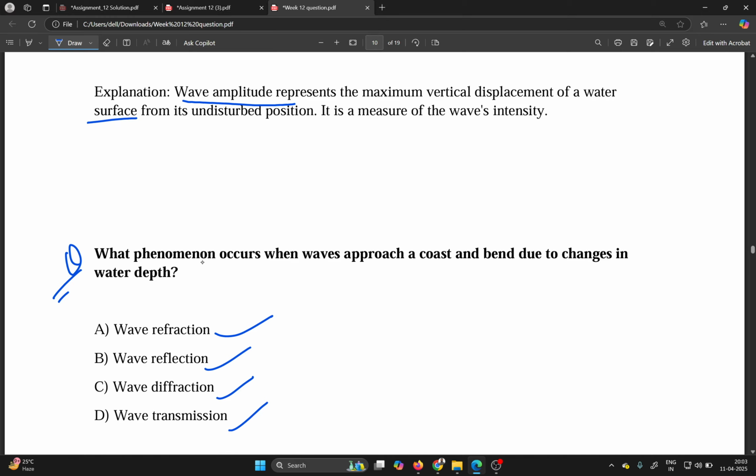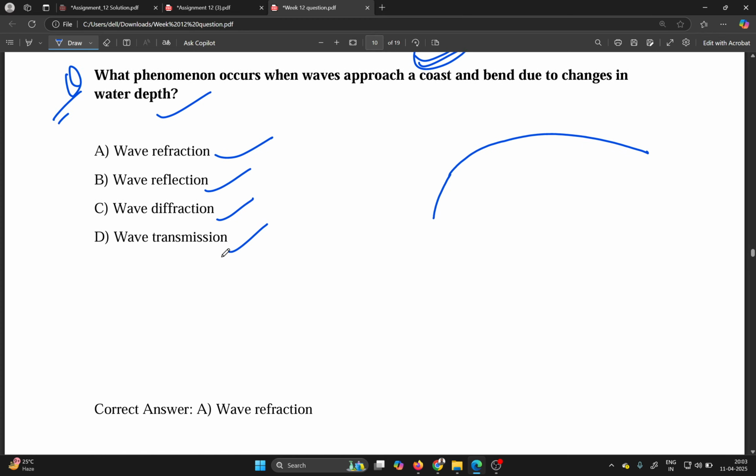What phenomenon occurs when the wave approaches a coast? You might have seen the coastal lines and the bend. We are talking about a bend due to the change in water depth. So maybe your answer will be A, that is the wave refraction. This phenomenon we know as wave refraction.